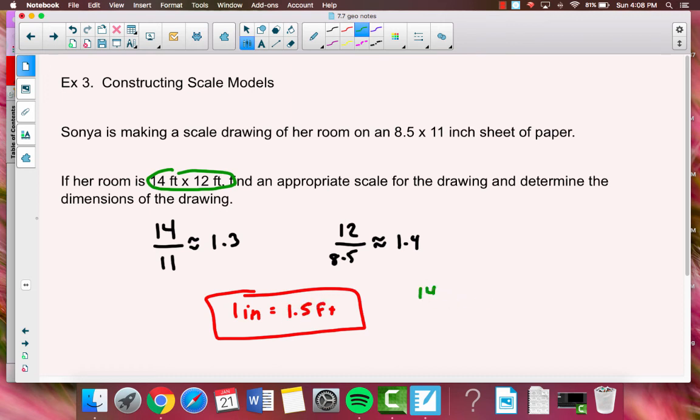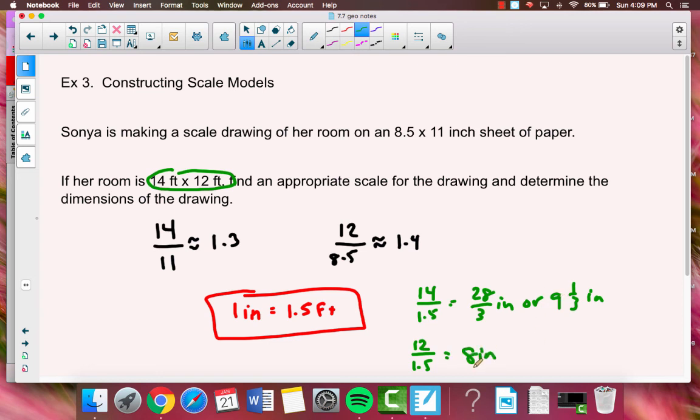So I'm going to take 14 divided by 1.5, and when we do that, we get 28/3 inches, or you could look at that as 9 1/3 inches. Same thing, just one's an improper fraction, one's a mixed number. And then we also want 12 feet divided by our 1.5. If we divide that out, we're going to get 8 inches.